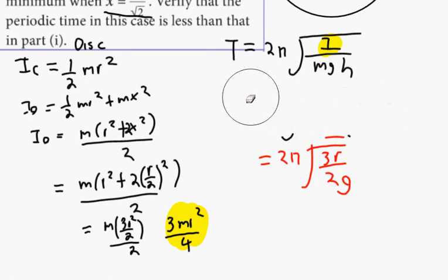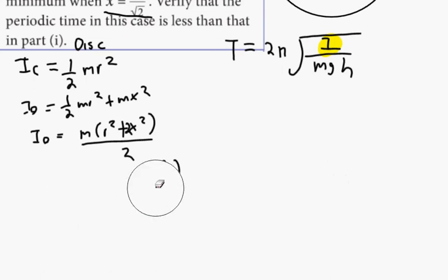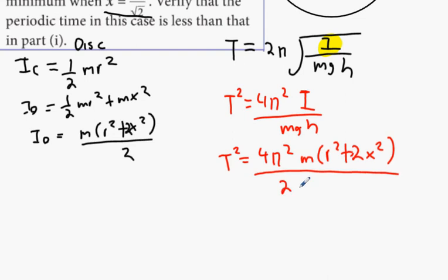That would be starting back up here. Now, if this was just a differentiation question as opposed to anything else, I'd just square it straight away, save some time. T squared equals 4 pi squared I all over mgh. T squared equals 4 pi squared, our I value there is m r squared plus 2x squared, all over 2 m g. Now what's our h value again? H is always x in these ones.